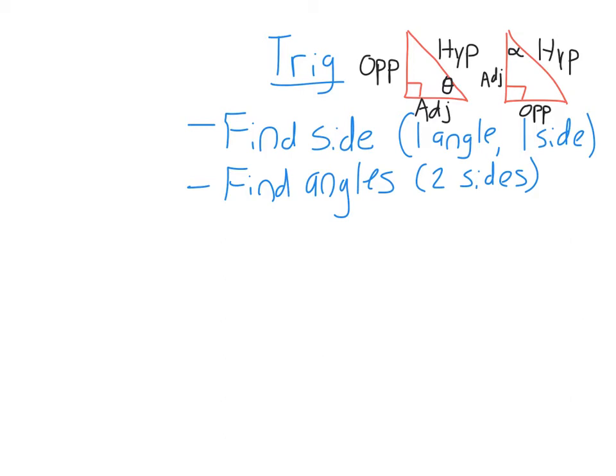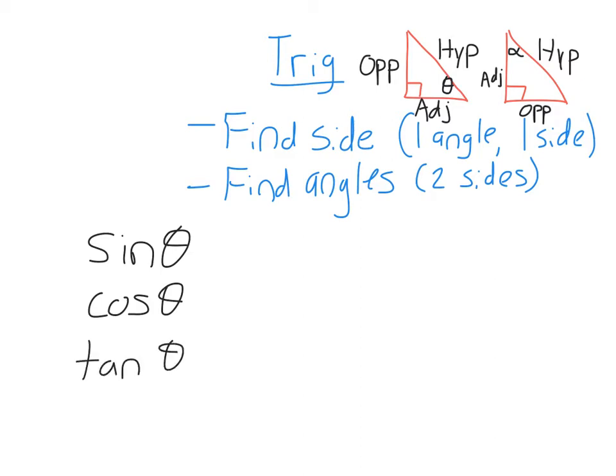Now, it turns out that if the angle, either theta or alpha in the example I gave, is fixed, if I tell you it's like 30 degrees or something, then so too is the ratio of the sides. So there are three different ratios that we're interested in. The first is called the sine ratio, abbreviated sin on your calculator. The cos ratio, and the tangent ratio, abbreviated tan. The sine ratio is the ratio of the opposite side to the hypotenuse. Cos is adjacent over hypotenuse, and tan is opposite over adjacent.